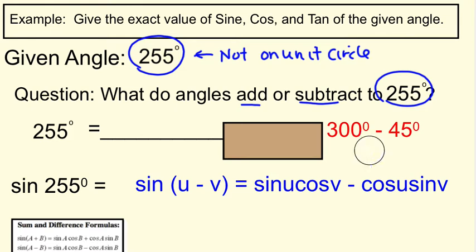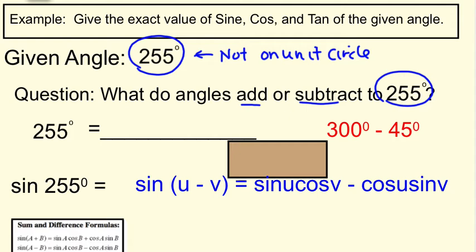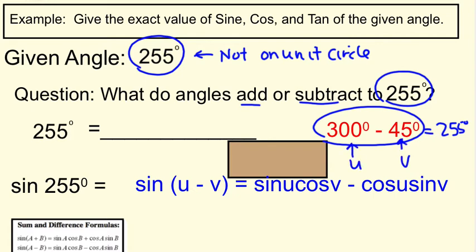All right, you should have gotten something possibly like this. 300 degrees minus 45 degrees is 255 degrees. So this is going to be our U, and that is going to be our V in our formulas. So 255 degrees equals 300 degrees minus 45 degrees.